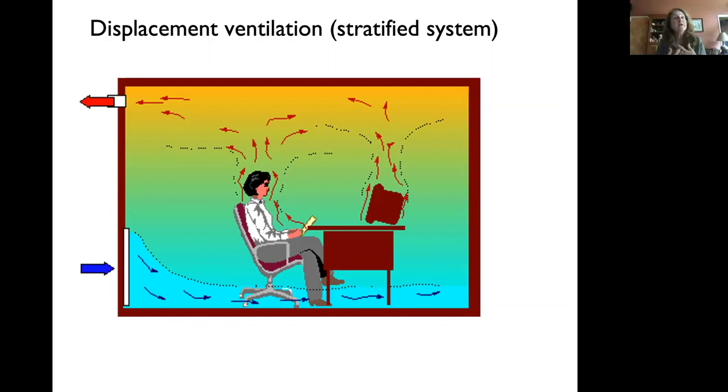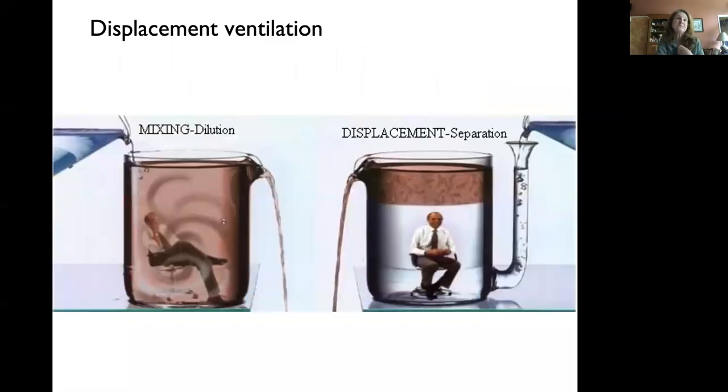So it's often considered a better system for indoor air quality and also comfort. You're supplying both the conditioned air and the fresh air at the floor where the people are. And as the air warms up and rises, there's also a lot of pollutants that are generated in the space that are then going to rise up with that air. And the air at the top of the room is then going to be more polluted, and it will be extracted from a high return.